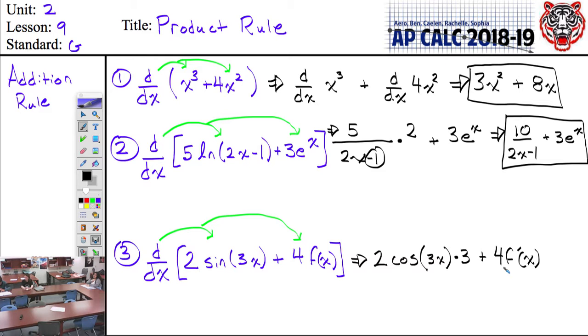I couldn't remember how you would do the f of x. Okay, yeah. Same thing. Yep, yeah. General house, you just do an f prime. Perfect. Any questions about these three examples?